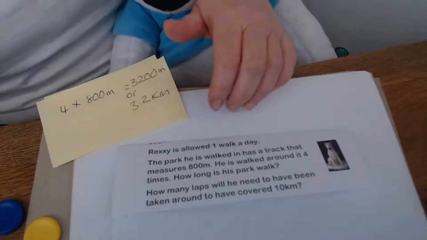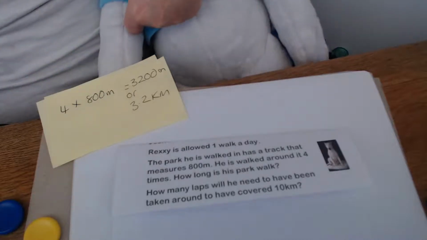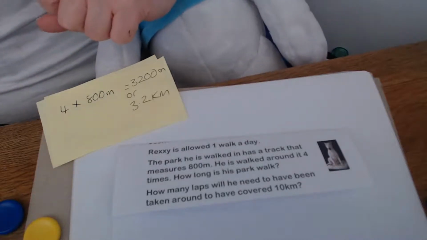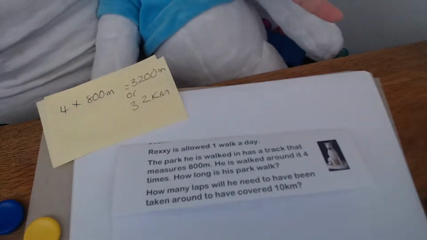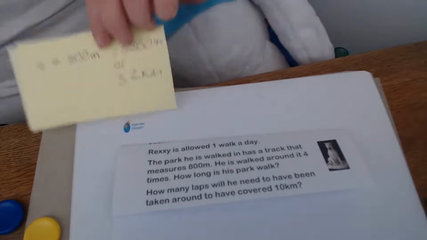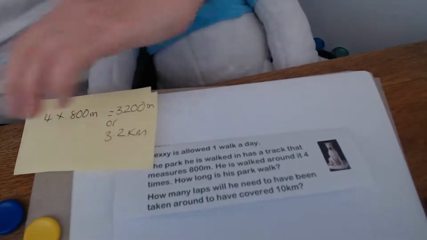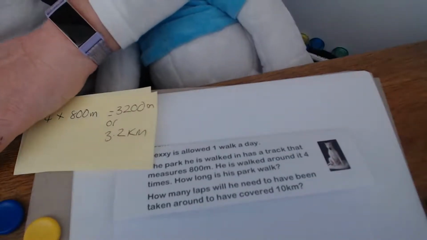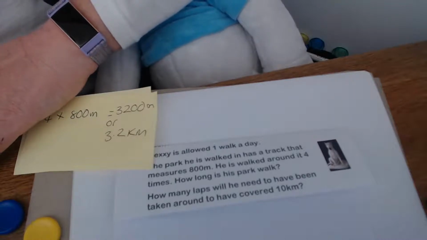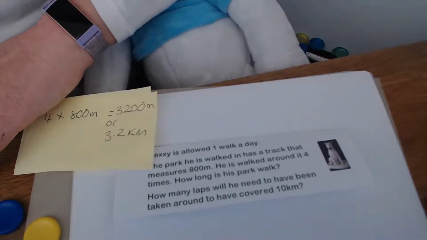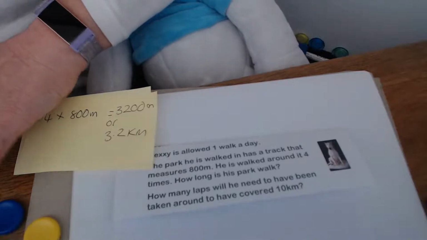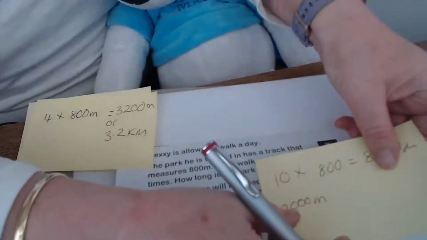How many laps will we have gone around until we have covered 10 kilometers? Now think about using the maths that you know already, okay? So when I look at this, I think, well, 10 laps, 10 times 800 would give me 8,000 meters. That's what I would think. And then I think, right, I've got 2,000 meters to play with. I would break it up into that.